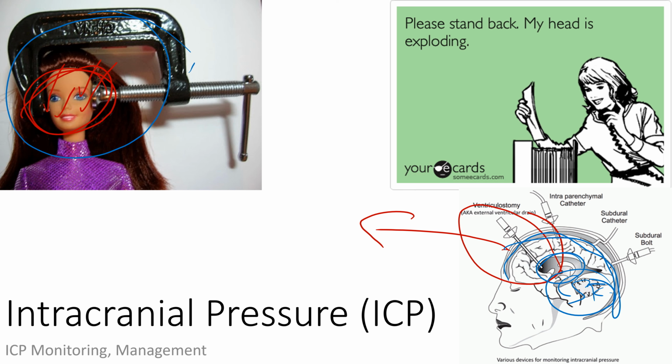So we'll talk about the CSF, we'll talk about the brain tissue itself, we'll talk about the blood volume that's there, and sometimes there's a mass that's developing, right? A tumor or a cancer that's developing as well, right? That we'd be able to fix, or even an abscess. Okay, so please stand back, my head is about to explode.